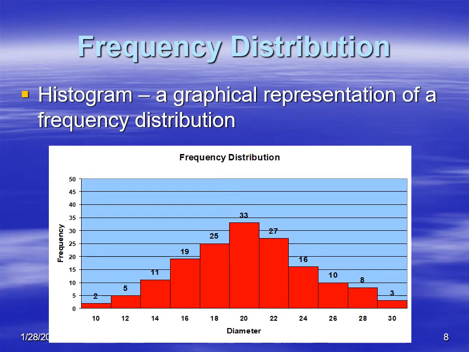We can plot that up as a frequency distribution curve. We call this a histogram when we have a discrete distribution, meaning that we have bins. Then the histogram is a graphical representation of a frequency distribution for a discrete distribution.